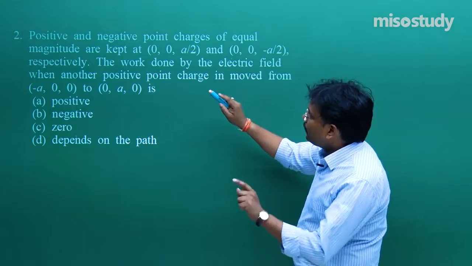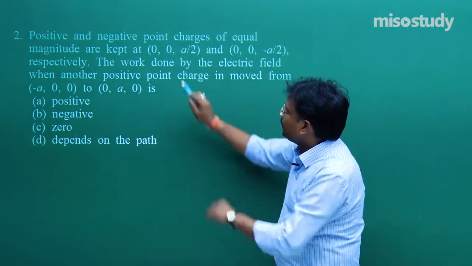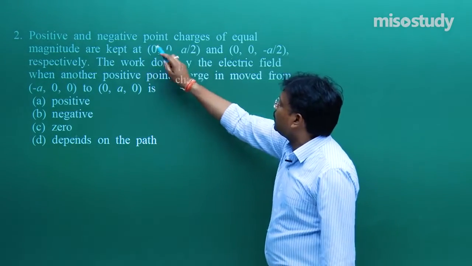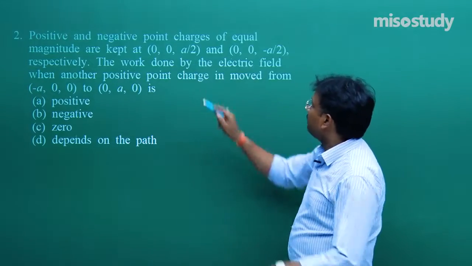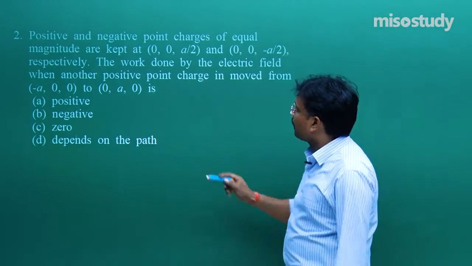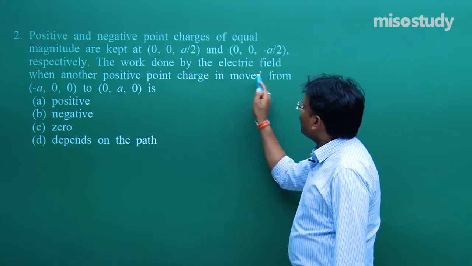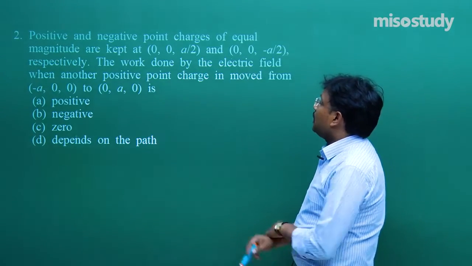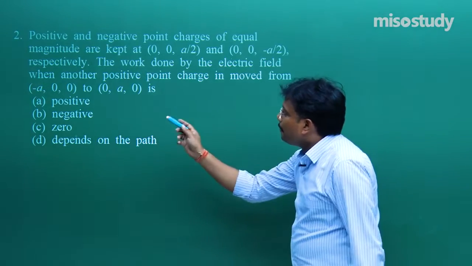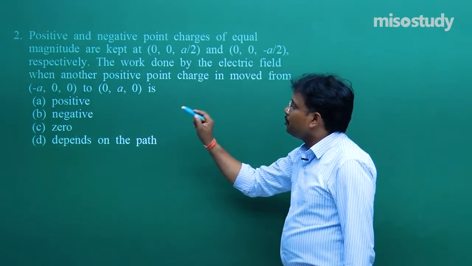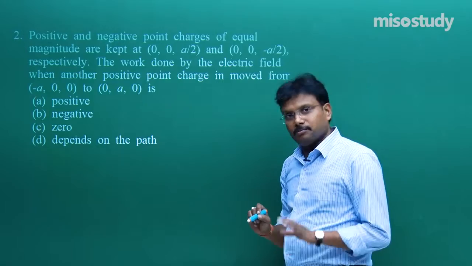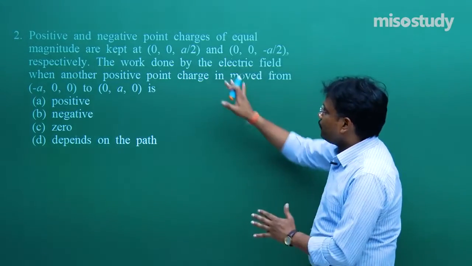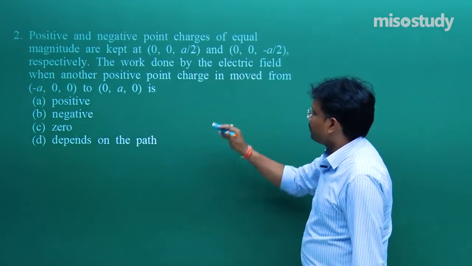So what we will do? We will take one positive charge and one negative charge, and then on x, y, z coordinates we will place that. Just for a second, just wait. The work done by the electric field when another positive point charge is moved from minus a, 0, 0 to 0, a, 0. Fine. So first thing, visualize this 3-dimensional space.